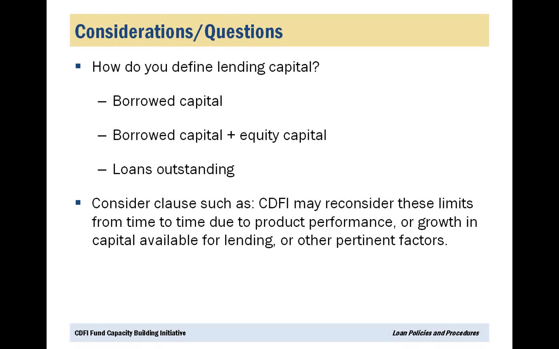And so there's ways to look at your percent of lending capital from a more conservative standpoint and a more generous standpoint, and you need to think about what makes sense for your organization. Typically, we see it against borrowed capital or borrowed capital plus net assets available for lending. I would also recommend that you put a clause in your loan policies that says, if you're going to do these limits, the CDFI may reconsider these limits from time to time due to product performance or growth in capital available for lending or other pertinent factors.